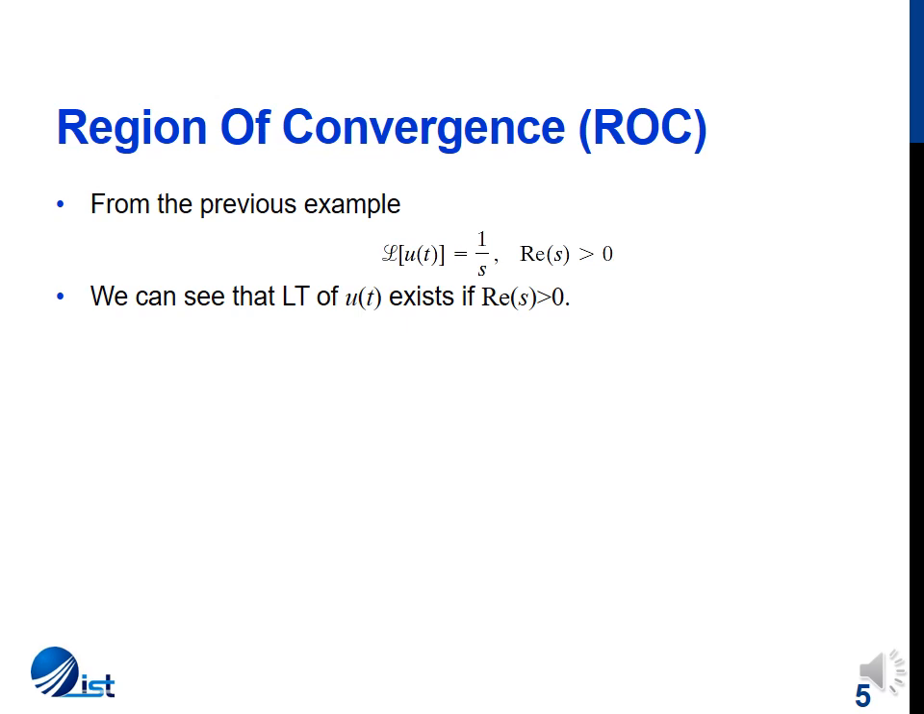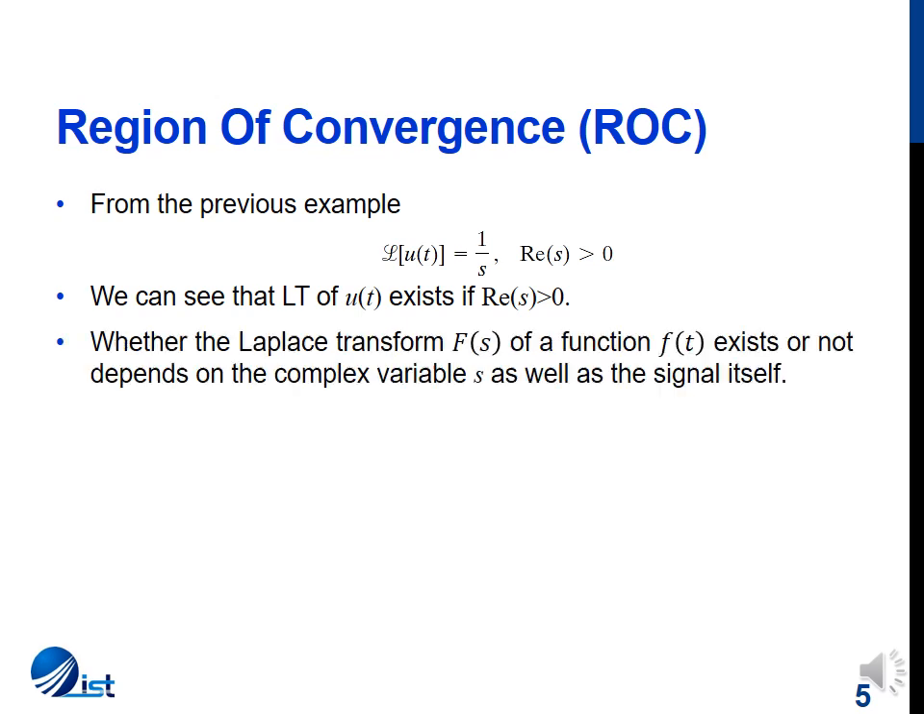This brings us to the definition of region of convergence. From the previous example, when we determined the Laplace transform of a unit step function, we saw that the Laplace transform was 1 by s only if the real part of s was greater than 0. So the Laplace transform exists only under a certain condition, and it does not exist if the condition is not true. This means that whether the Laplace transformation of a function exists or not depends upon the complex variable s as well as the signal, for example, in which interval the signal is defined.